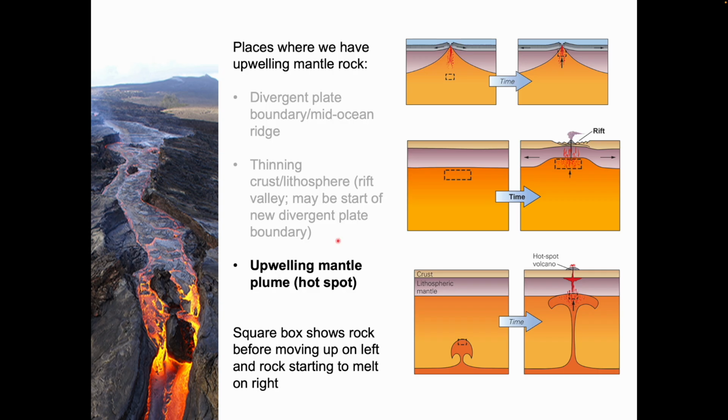Places where we have upwelling mantle rock also include hot spots. And this is going to be Hawaii and Yellowstone. So this square box shows the upwelling hot mantle rock reaching the base of the lithosphere and sort of ballooning outward, kind of a mushroom cloud shape, and causing melting both within the mesosphere/mantle and within the lithospheric mantle, causing the production of large quantities of magma that feed volcanoes on the surface in the middle of your tectonic plates, usually far away from plate boundaries.